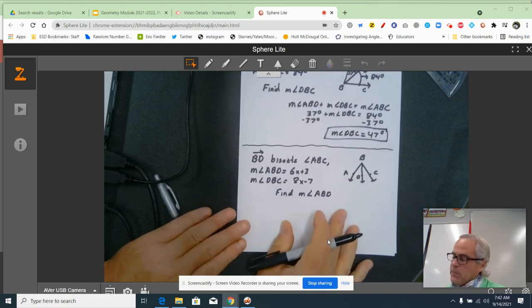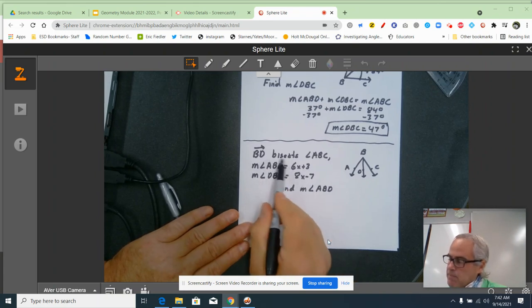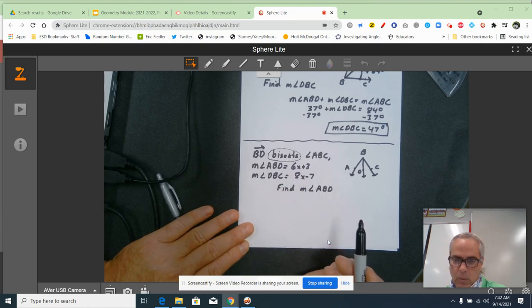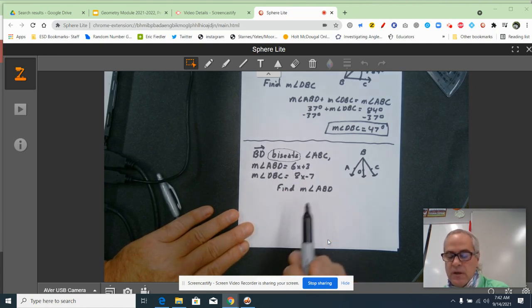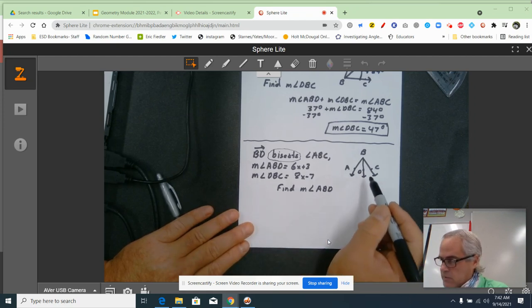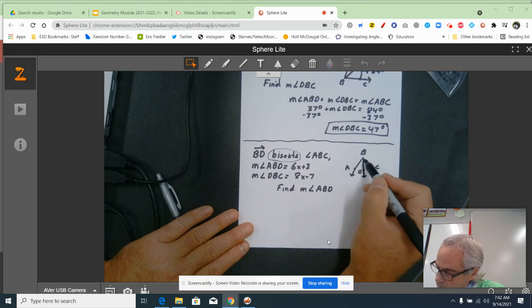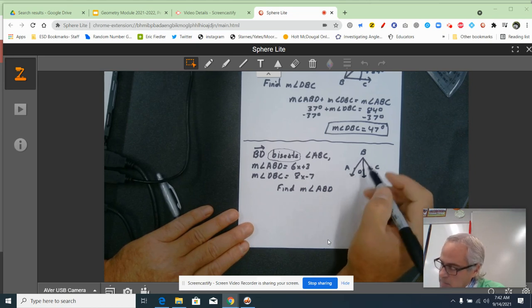Okay, here's another one, and the last one. It says BD bisects ABC. I'll get so many students who will just kind of ignore that word right there. It's critical, and it should encourage me to mark something on my drawing over here. Bisect means cut in half. So if ray BD is a bisector of this angle, that means that it cuts it in half.